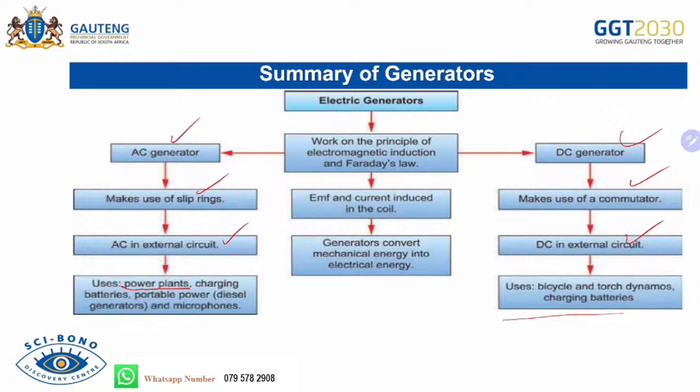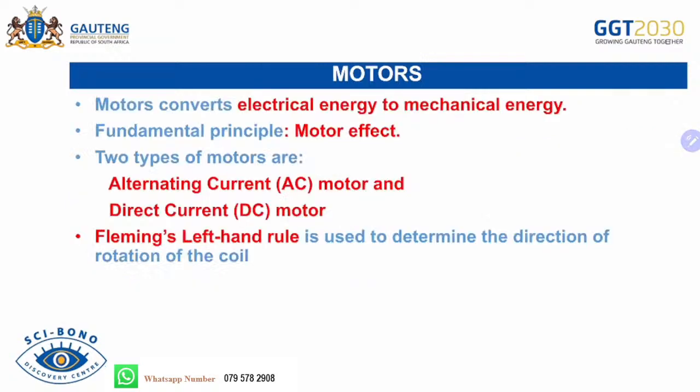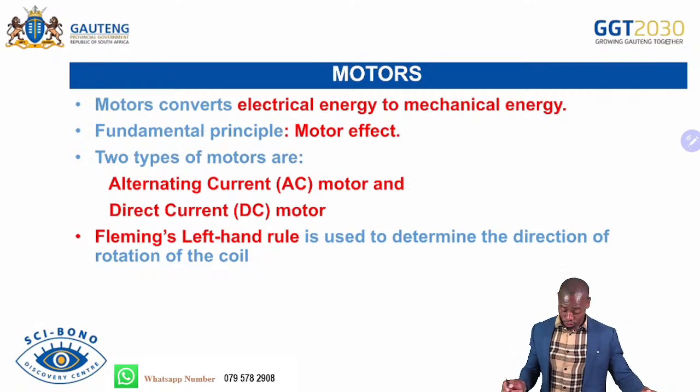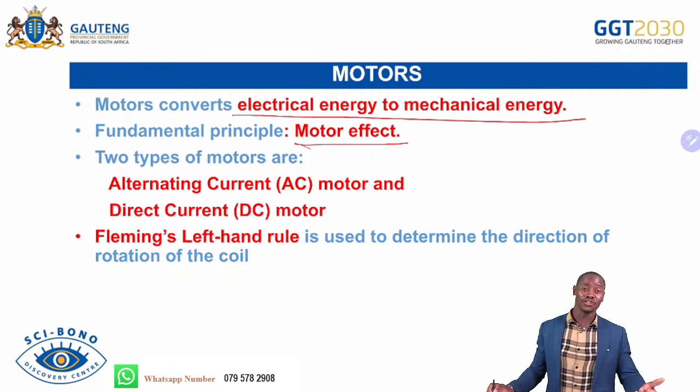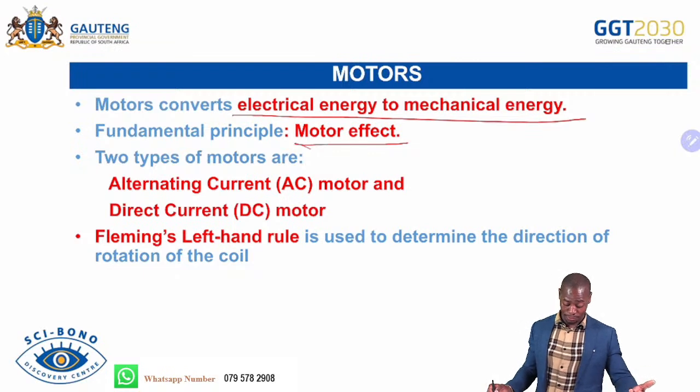Whether it is AC or DC, they are based on electromagnetic induction: EMF and current are induced in a coil. Generators convert mechanical energy to electrical energy. Motors convert electrical energy to mechanical energy. They are based on the motor effect. So I will explain the motor effect.